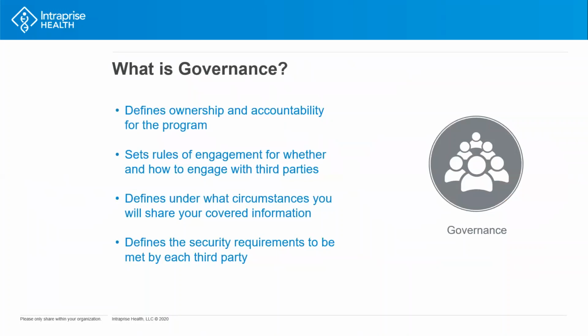As we mentioned earlier, governance defines the responsibility and accountability within your organization for the overall management of the program. It defines the rules of engagement and how and under what circumstances you'll share your covered information with a third party. It also ensures that the stage gates in the procurement or contracting process are there to require a security review when appropriate. And finally, it outlines a solid third-party review process that specifies the security requirements that must be met by those third parties.